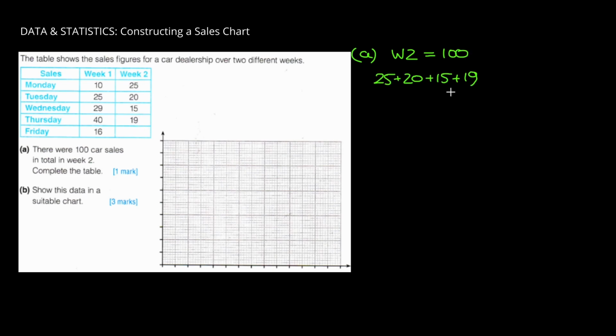So it's just adding up the other numbers, and they come to 79. Take that away from 100, and we find there are 21 car sales. So 21 goes in week 2 on the table.